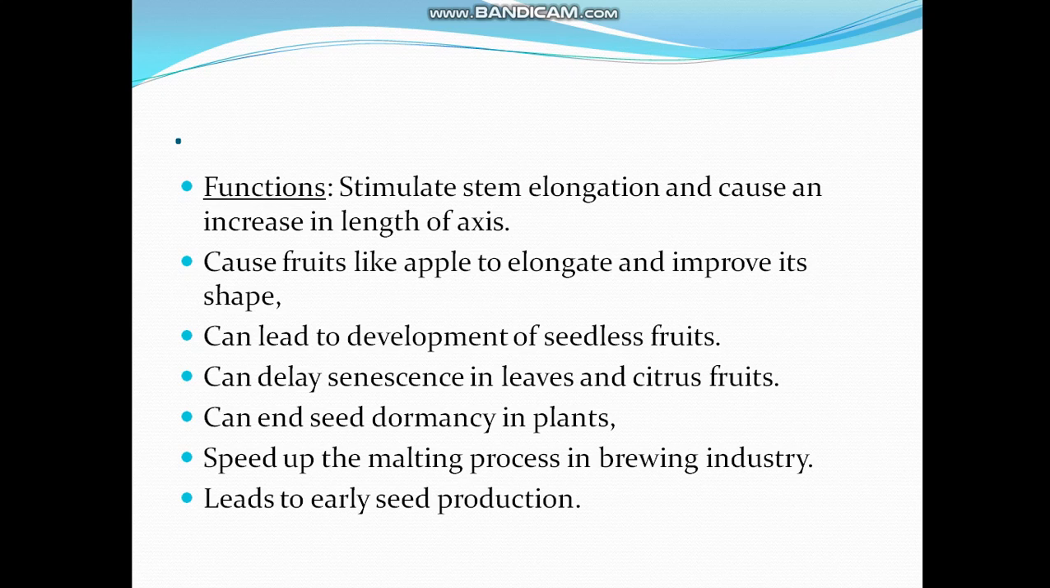Let's learn about the functions. These stimulate stem elongation and cause an increase in the length of the axis, cause fruits like apple to elongate and improve its shape, can lead to development of seedless fruits, and can delay senescence in leaves and citrus fruits. It can end seed dormancy in plants. It speeds up the malting process in the brewing industry and leads to early seed production.